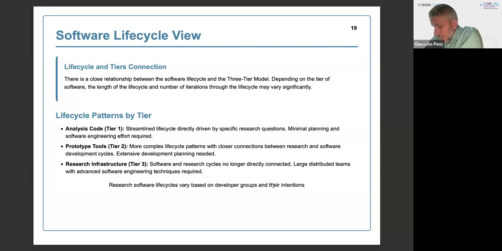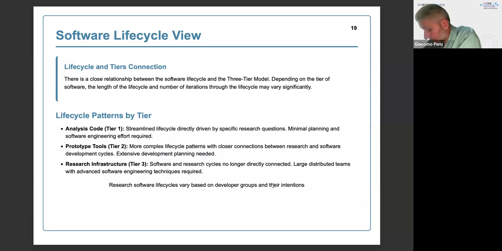The software lifecycle view. There is a close relationship between the software lifecycle and the three-tier model. Depending on the tier of software, the length of the lifecycle and number of iterations through the lifecycle may vary significantly, reflecting different development complexity and community engagement levels. Lifecycle patterns by tier show distinct characteristics.